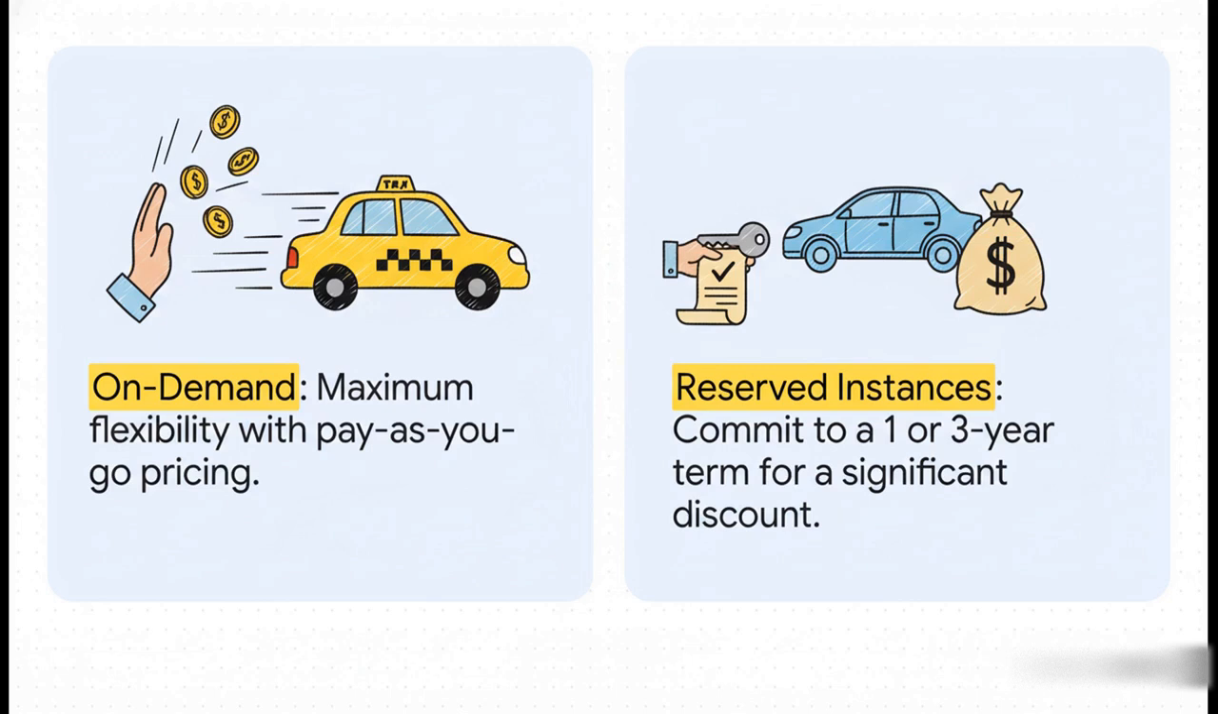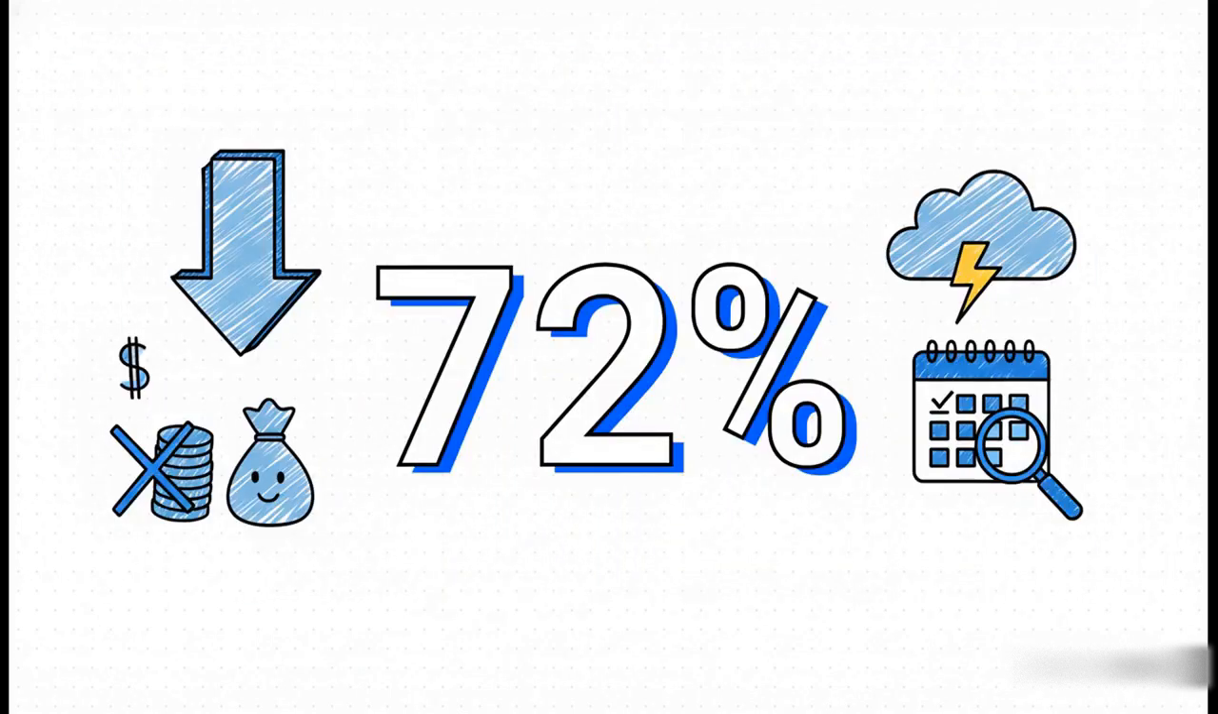Same idea here. You commit to 1 or 3 years, and in return, you lock in a massive discount. And we are not talking about chump change either. You can save up to a whopping 72% compared to those on-demand prices, and that's all just for planning ahead for the compute power you already know you're going to need.